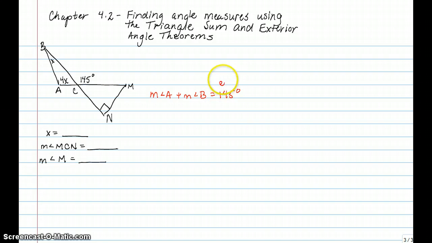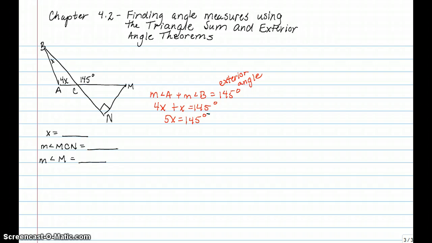That is your exterior angle for triangle ABC. Measure of angle A we know is 4x. Measure of angle B we know is x, which equals 145 degrees. We're going to combine like terms. It's going to be 5x equaling 145 degrees.